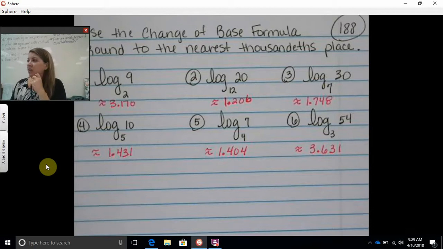When you finish up, put the answers up on the board. You can make sure that you entered it correctly. If you did not put that parentheses before you push division, you will not get the same thing that I did.